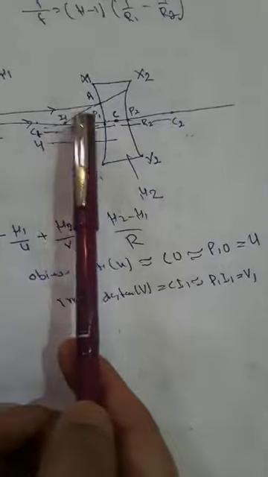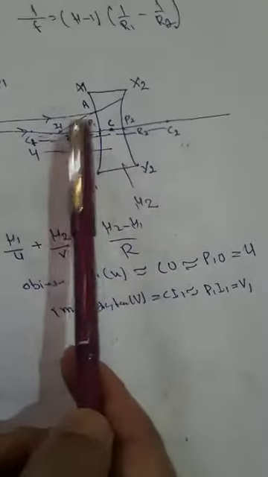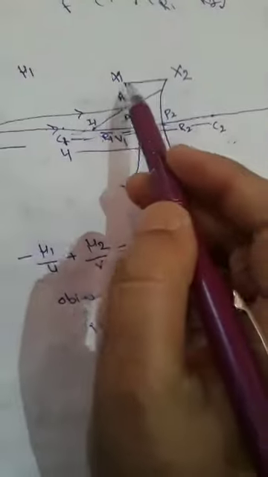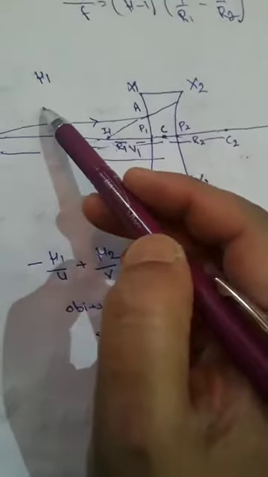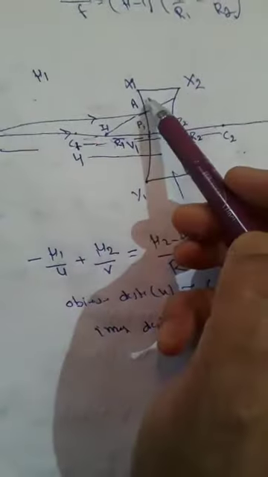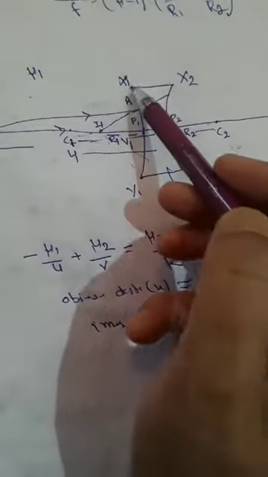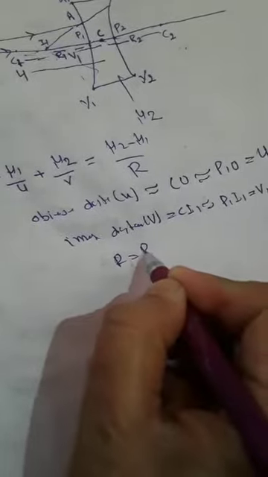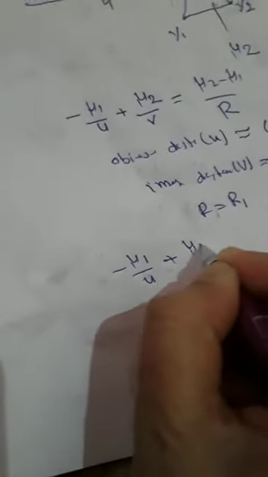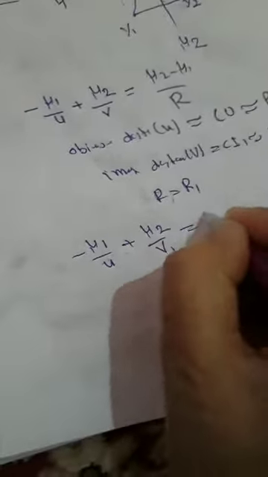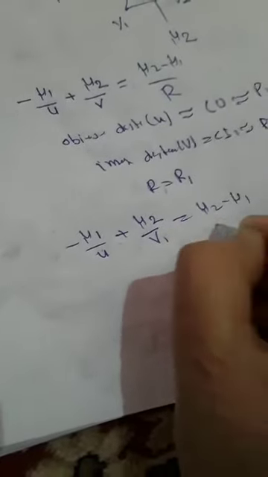We consider this the virtual image of this object O. When we substitute here, we take the radius of curvature of this refracting surface, because here refraction takes place from the rarer medium to the denser medium. This is the refracting surface, and the radius of curvature is r equal to r1. When we substitute in the equation, we ultimately get minus mu1 by u plus mu2 by v1 is equal to mu2 minus mu1 divided by r1.